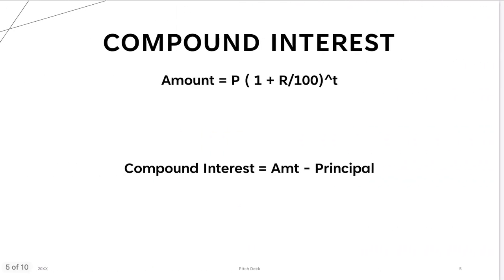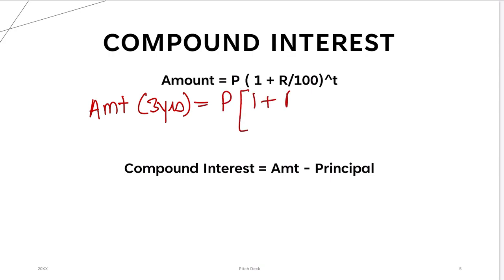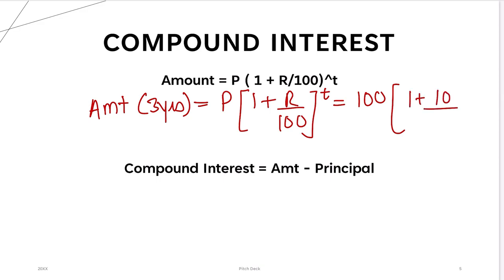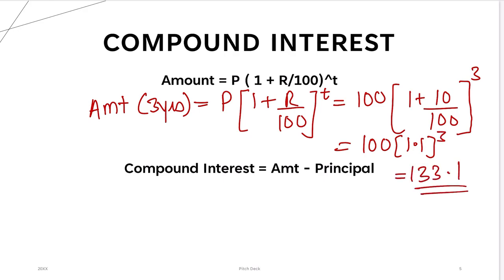Now, let's see the formula. Here the formula is amount after 3 years. Amount after 3 years is principal times 1 plus r by 100 raised to power t, where principal is 100 rupees, 1 plus 10 by 100, as in the question it was given 10%, and time is 3 years. If you calculate, this is 100 times 1.1 raised to power 3, and you will get 133.1, the final amount. So here we have a formula for amount after 3 years.